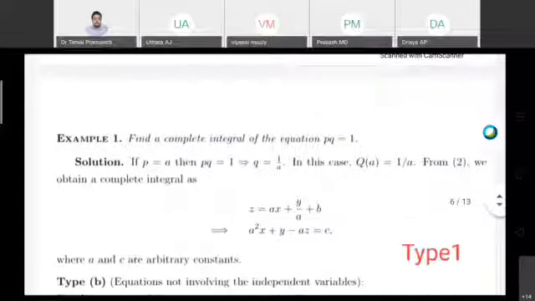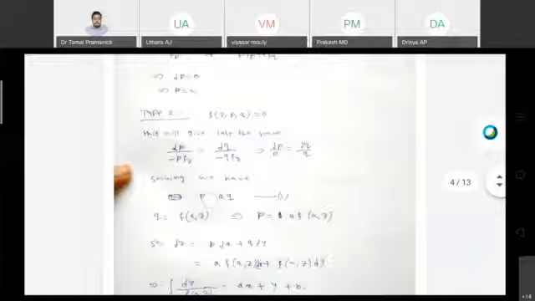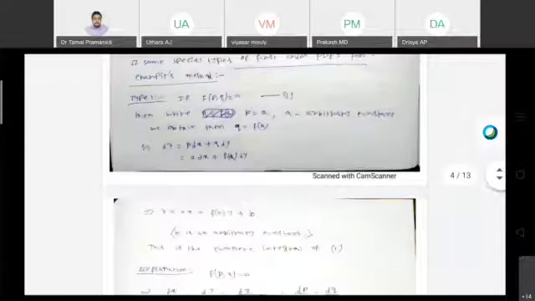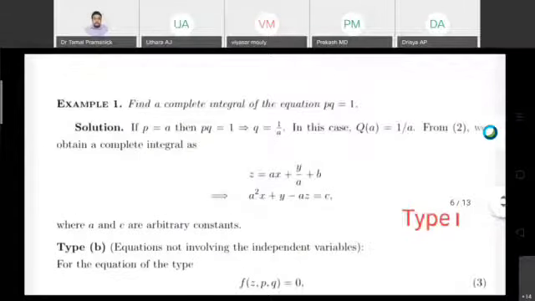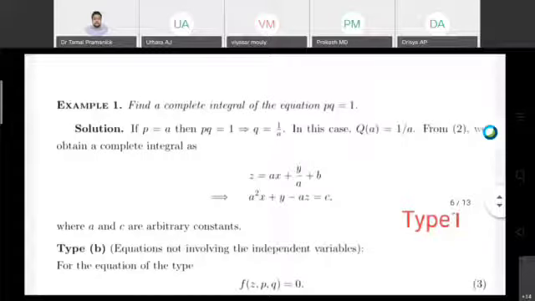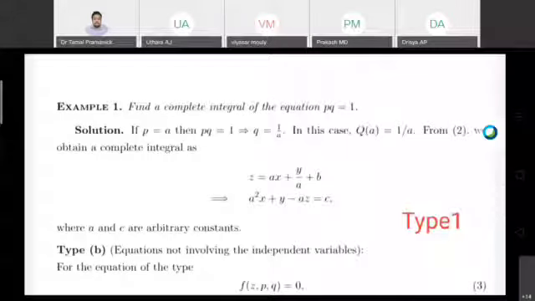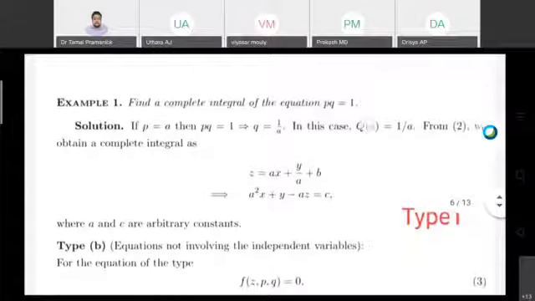Now you see an example of every type: type 1, type 2, type 3, type 4. There are four types of special cases, and we take one example of every type. So you see pq equal to 1. There is no x, y, z term present. This is basically f of pq equal to 0. If you take f of pq, what is f? F is pq minus 1, right? Pq minus 1 equal to 0.